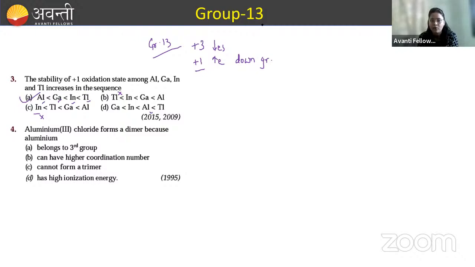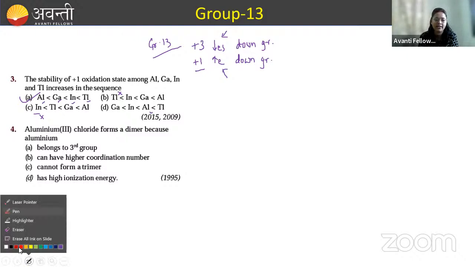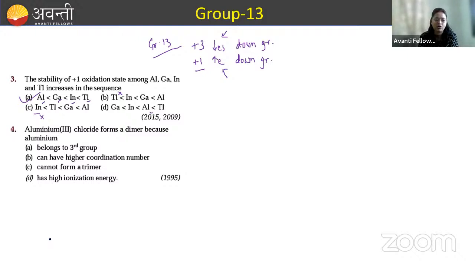Any doubts regarding this, everyone? +1 oxidation state. So ऊपर वाले जो है they show +3 oxidation state. But as we move down the group, the +3 oxidation state goes on decreasing, and the +1 oxidation state goes on increasing. Right? Any doubts regarding this? Okay, let's move on to the next problem.